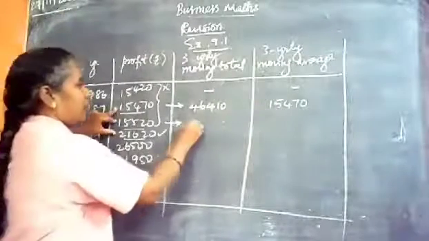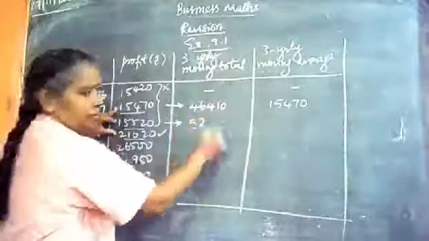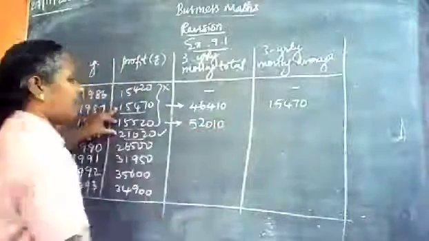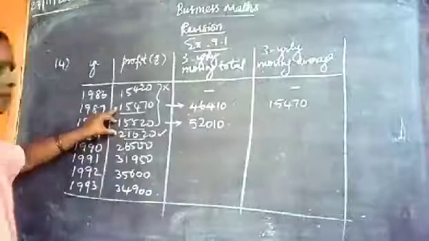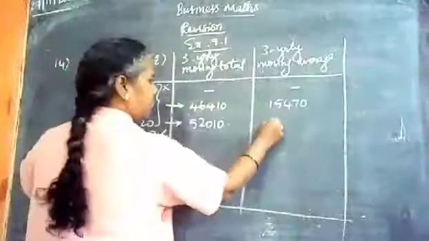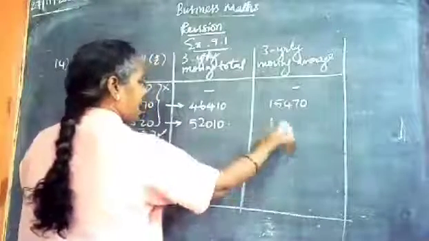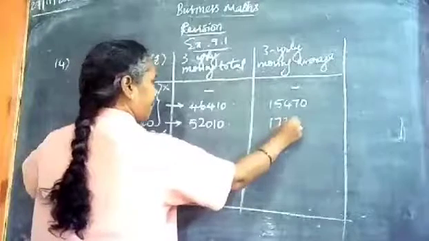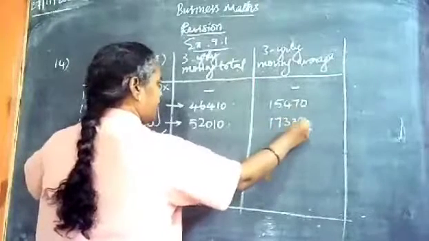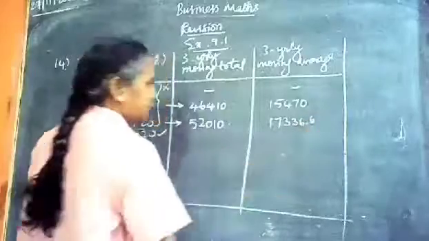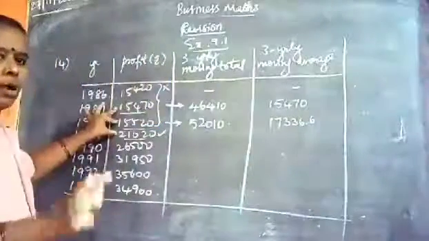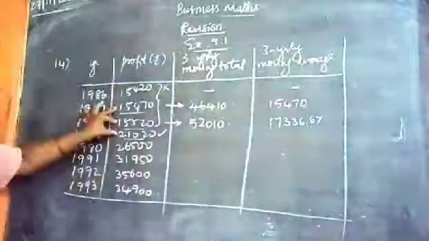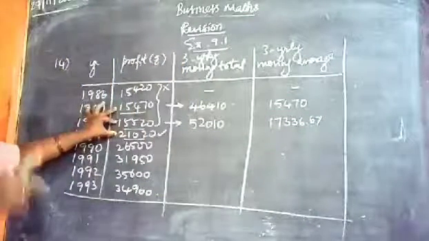The total is 52,010. And the average of this 52,010 is what? Dividing by 3, we get 17,336.66. The third decimal place is 6, so round off and take your solution to 2 decimal places: 17,336.67.